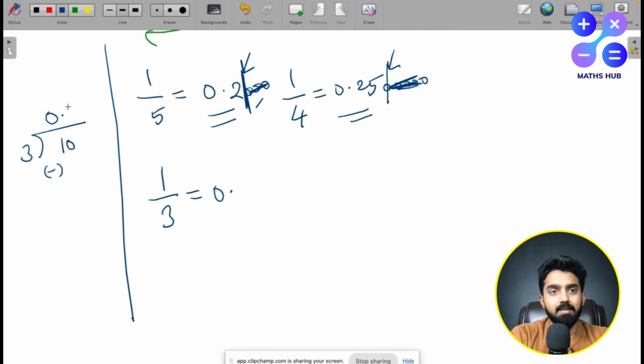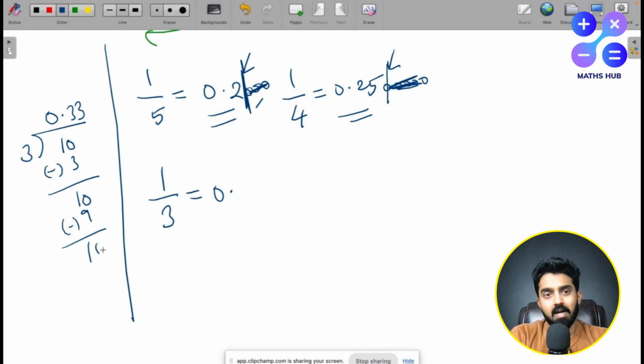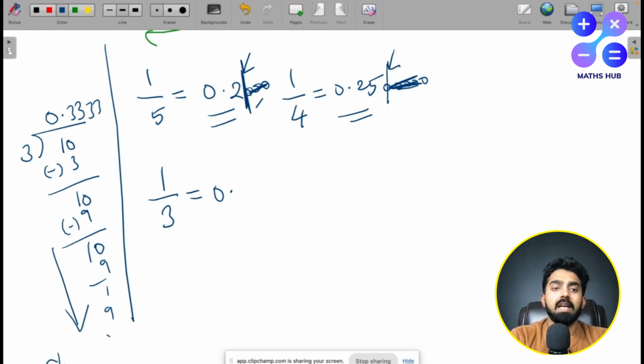And then you say 3 times 3 is 9. So 3 times 3 is 9. You get a 1 again. So since you have a decimal, you put a 0 again. So again you say 3. Again you say 9. That's a 1. Again, you can see that it's never going to stop. You will keep getting a 9, keep getting a 1, keep getting a 9, keep getting a 1. So it's a never ending process. It goes on up to infinity.